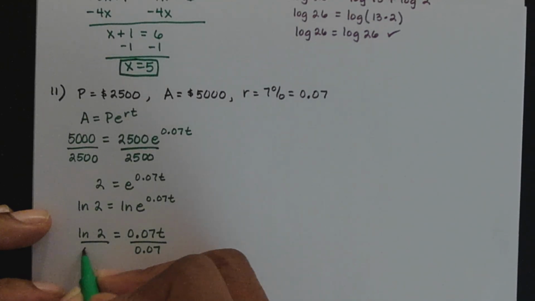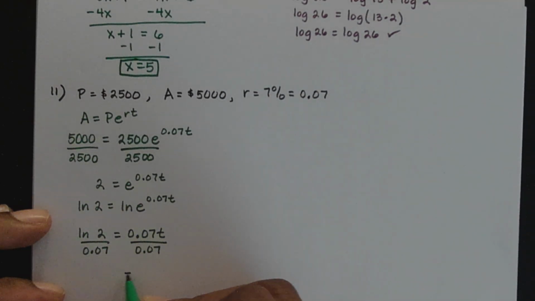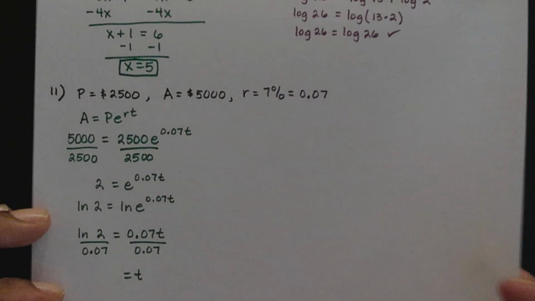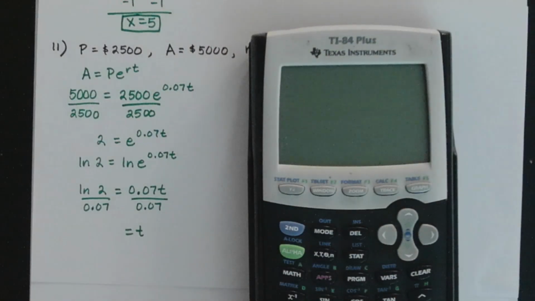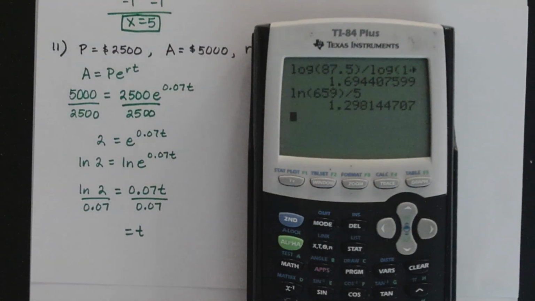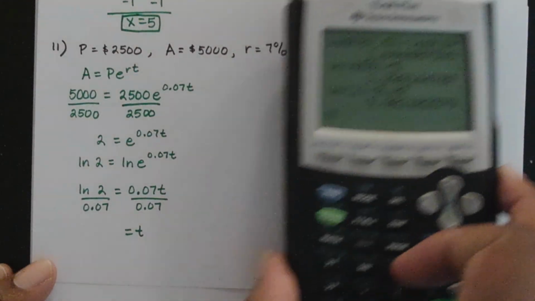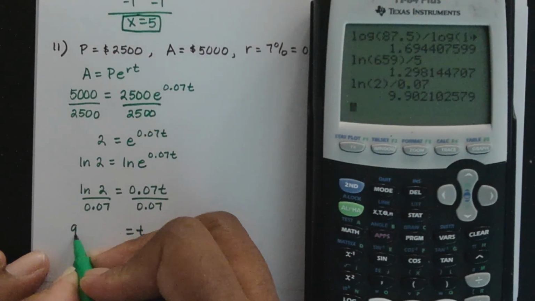And to solve for t, we divide both sides by 0.07. So we'll have t by itself, and that's going to be equal to ln of 2 divided by 0.07. This will represent the exact value. But here we want this as a decimal, so we'll press the ln key, then type in 2, close parentheses, because we only want the ln of 2, divided by 0.07, and then press enter. Now the one decimal place, what would that be? 9.9 years.